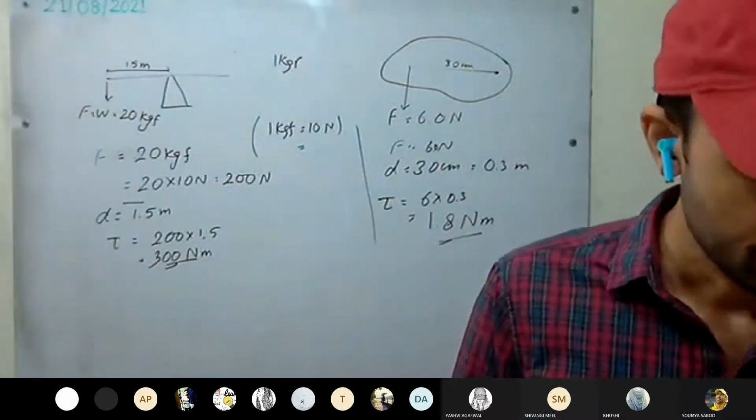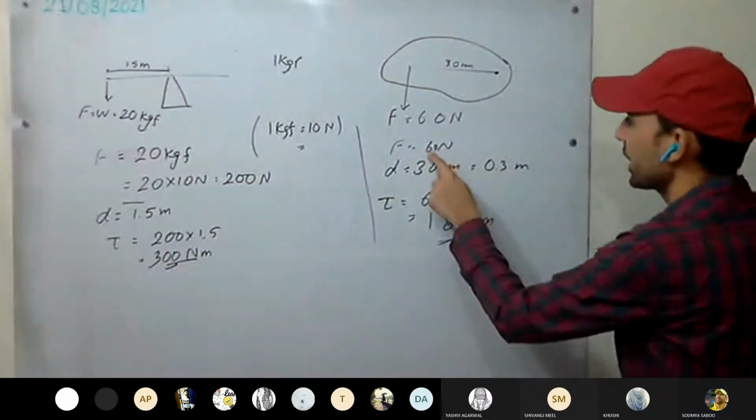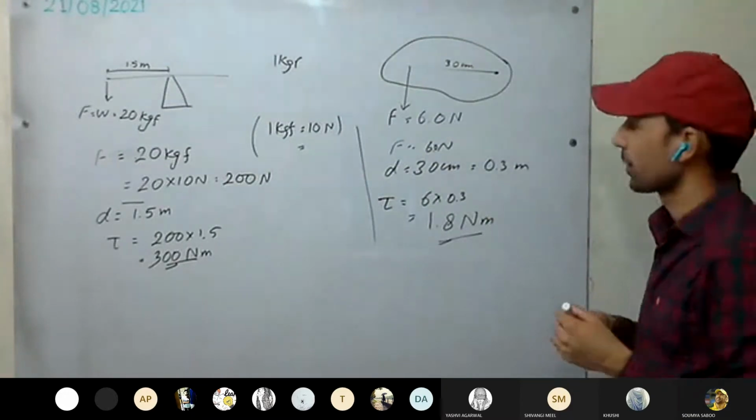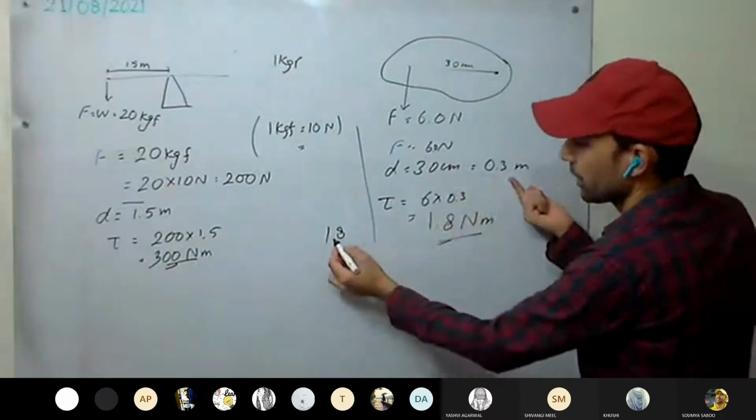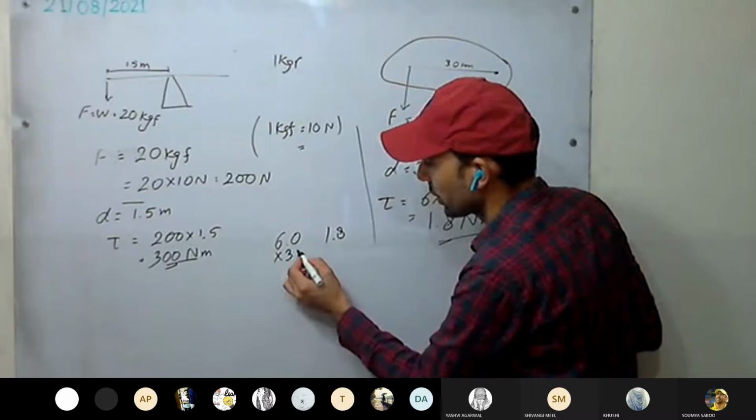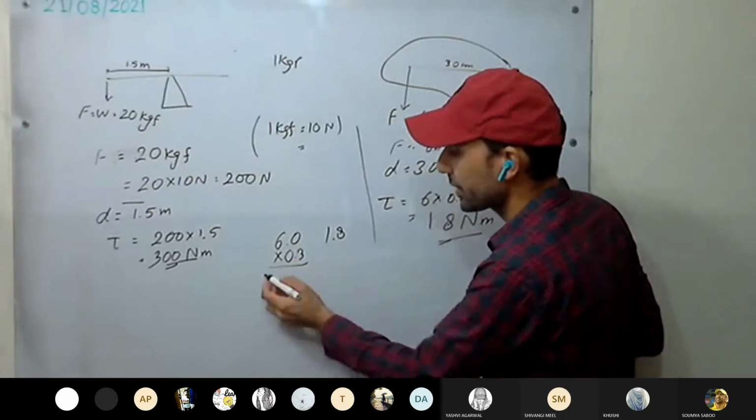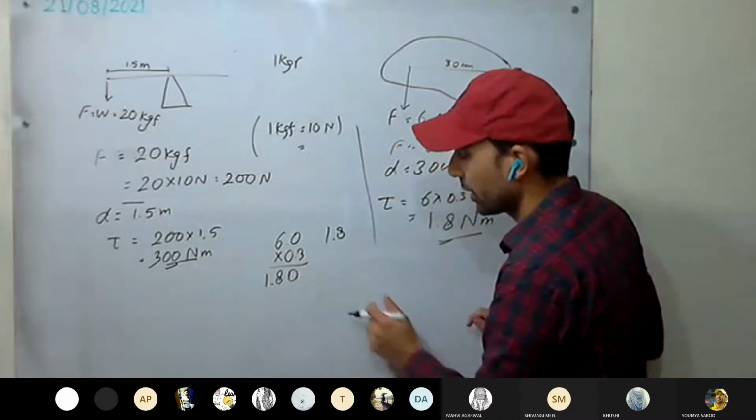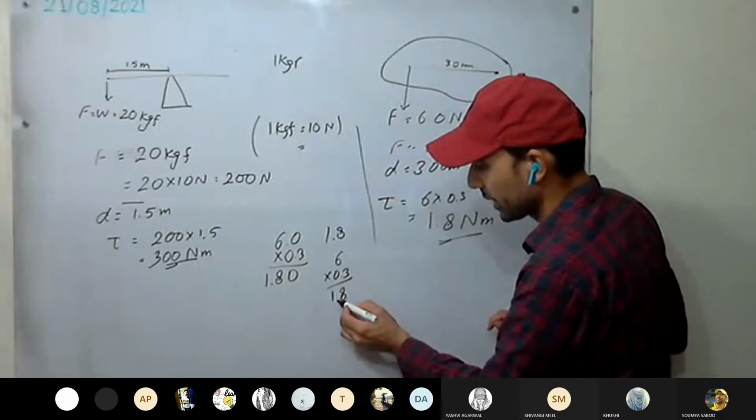0.18. How 0.18? 6 into 0.3. Okay. 6 into 3 is 18. Now how many decimal places? 1. If you multiply like this, 6.0 into 0.3, now it will come 180. Yes or no? Now 1 decimal place and 2 decimals, so 1.8. If you multiply 6 into 0.3, it means 6 times 3 is 18 and 1 decimal place.